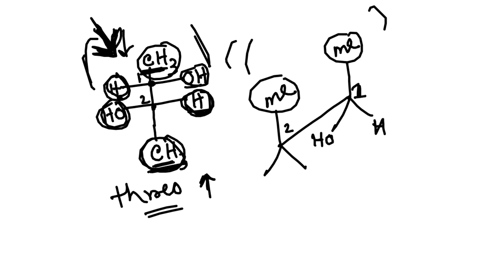Now we just have to make it threo. Because these methyl groups are on the same side, the other groups will not be on the same side. So we have to put OH over here and hydrogen over here. So this is how you can make it in the Sawhorse.